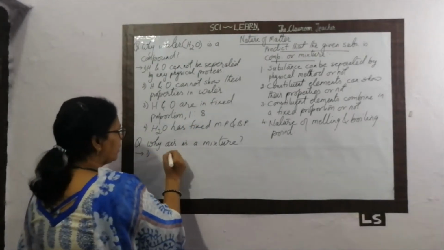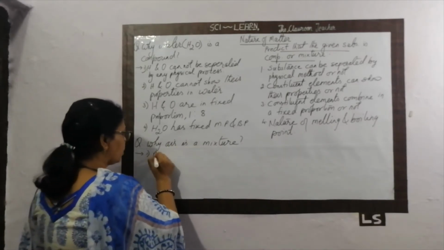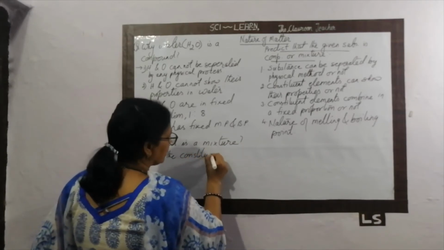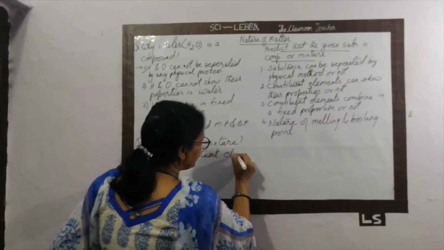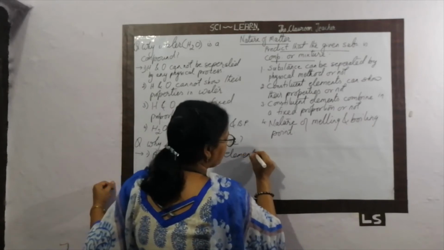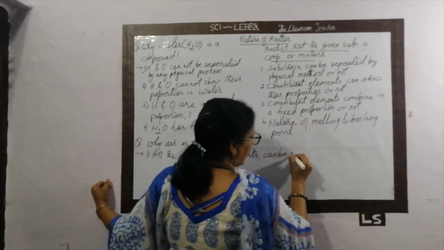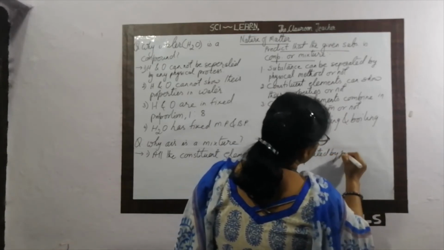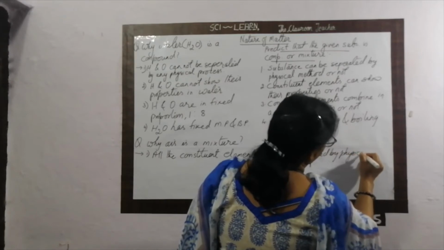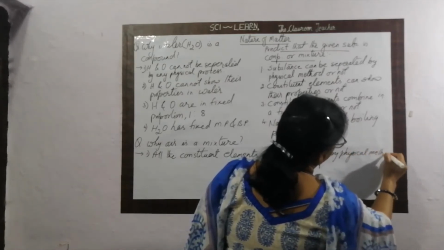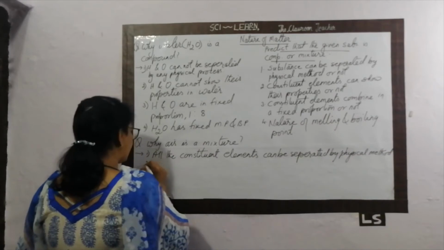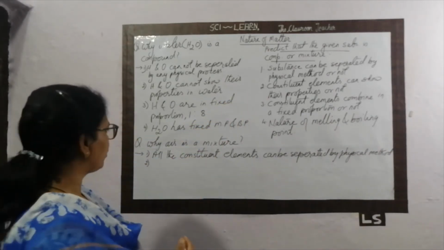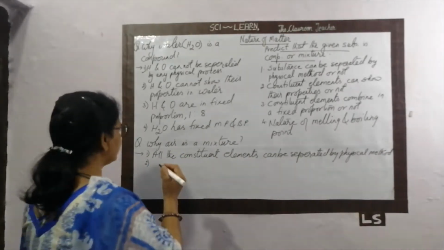You are able to write here, air is a mixture because all the constituent elements can be separated by a physical method. Okay. Now, second, why is air a mixture? Can the constituent elements show their properties or not? They can show their properties.